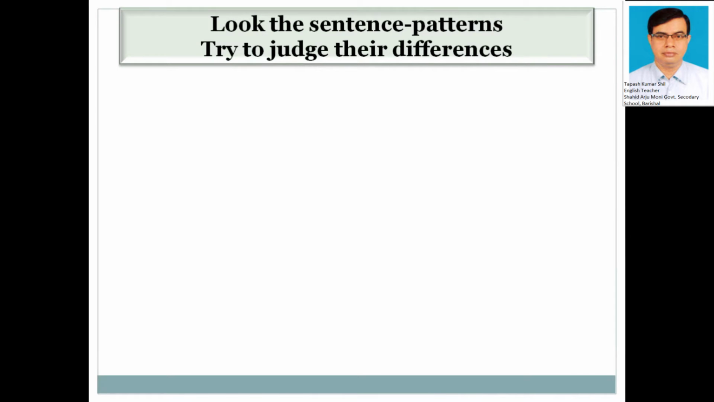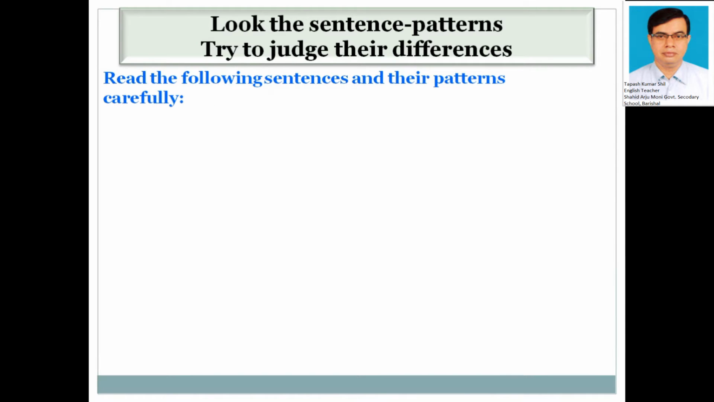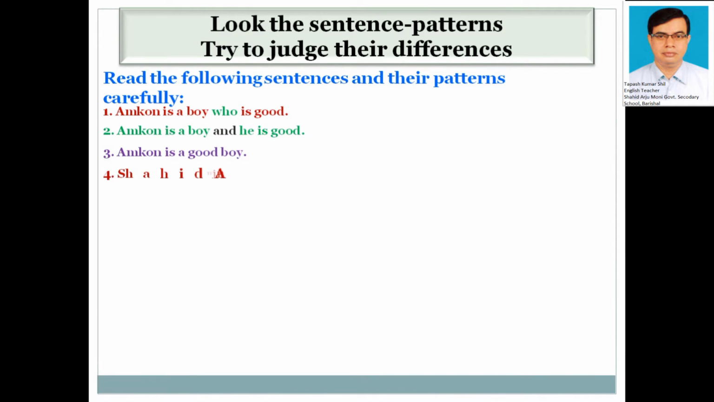Look at the sentence patterns, try to judge their differences. Read the following sentences and their patterns carefully. Ankon is a boy who is good. Ankon is a boy and he is good. Ankon is a good boy. All the three sentences have the same meaning, but their structures differ.